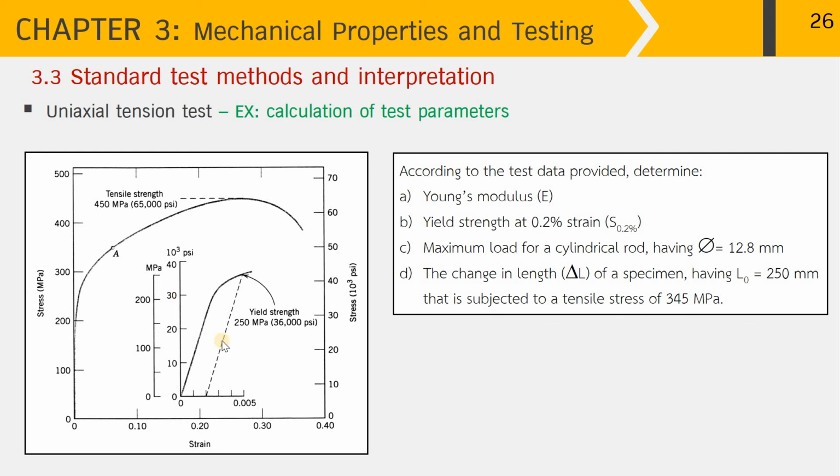Here we have 4 questions. According to the test data provided on your left-hand side, please determine A. Young's modulus, B. yield strength at 0.2% strain, C. maximum load for a cylindrical rod specimen having a diameter of 12.8 millimeters, and D. the change in length, or delta L, of a specimen having L0, the original gauge length, of 250 millimeters that is subject to a tensile stress of 345 megapascals.